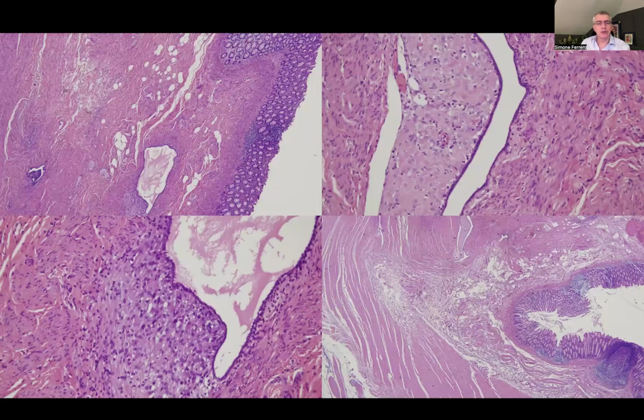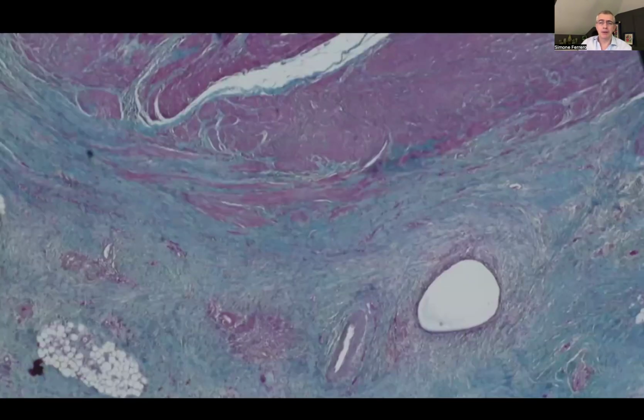From a histological point of view, this disease, as I said, is characterized by the presence of endometriotic glands and stroma within the muscularis propria of the rectosigmoid. This causes a hyperplasia of the smooth muscle, but also an extensive fibrosis. In this picture, you can see a rectal nodule that was stained with a Masson trichrome technique, which demonstrated the fibrosis in blue and the smooth muscle in red.